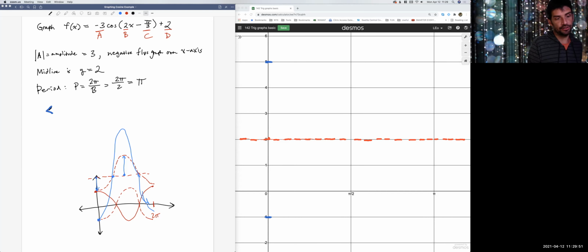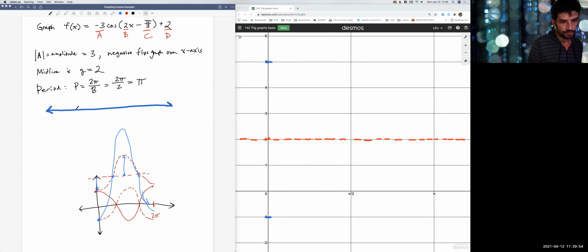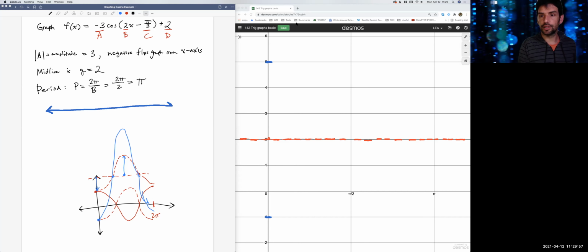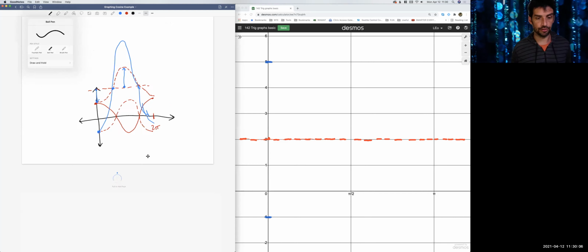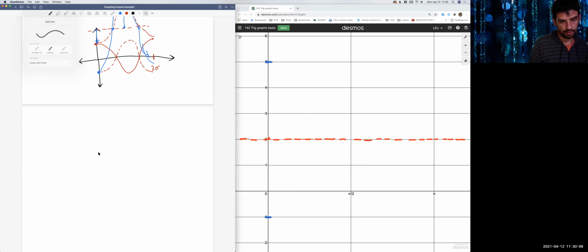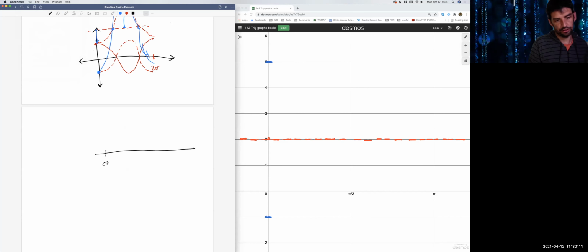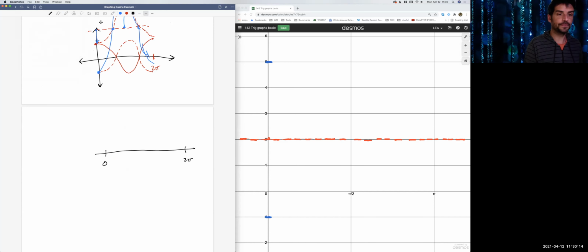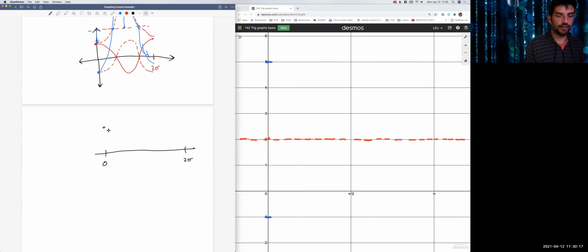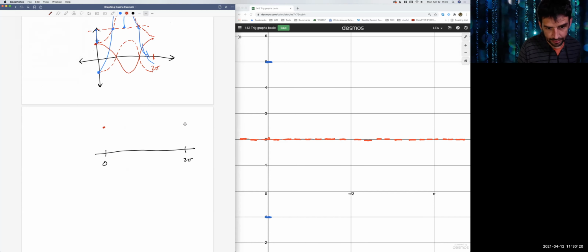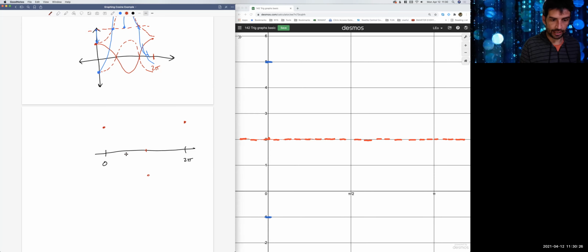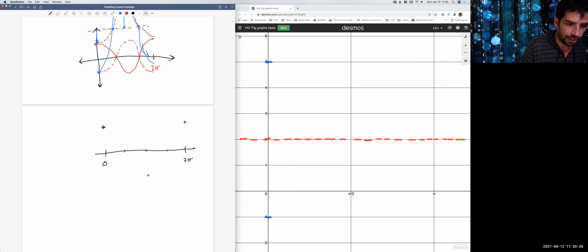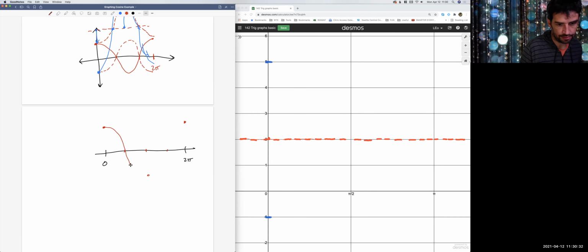If we have a period of cosine, let me get a new page over here. I'm just going to draw the x-axis, 0 to 2 pi. If I graph this, it starts at +1 and ends at +1. At pi, in the middle, it's down at -1, and then there are zeros halfway between. So it's going to look something like this.